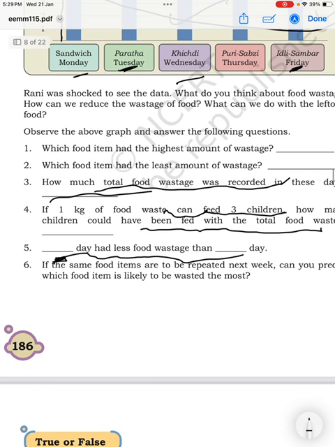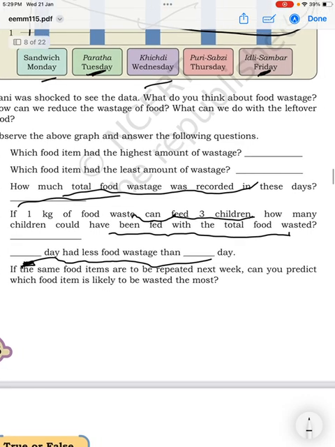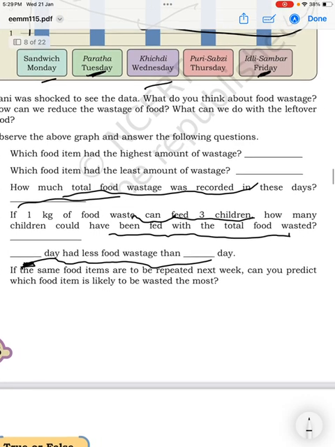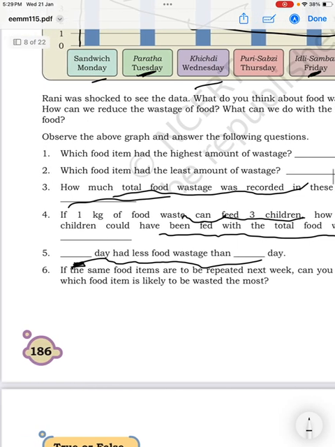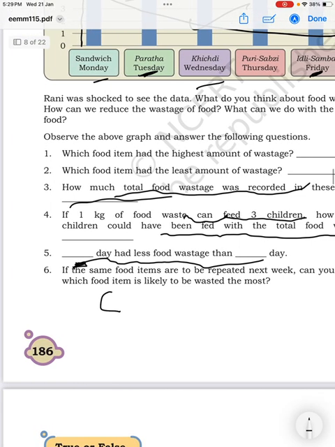If the same food items are repeated next week, can you predict which food item is likely to be wasted the most? It's up to you, you will write the answer by your own choice, which food item will be wasted next week. But I think next week the wastage will be less.